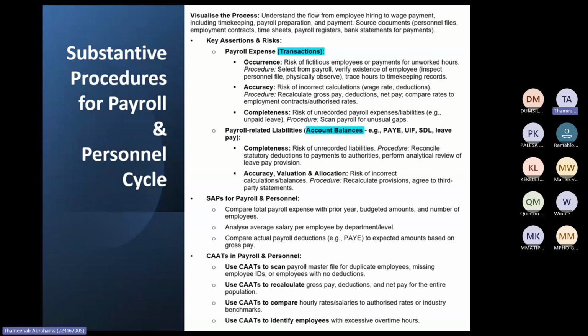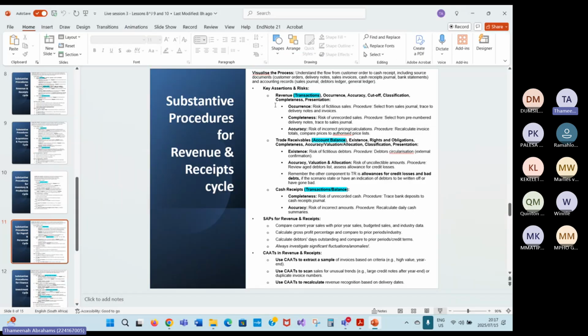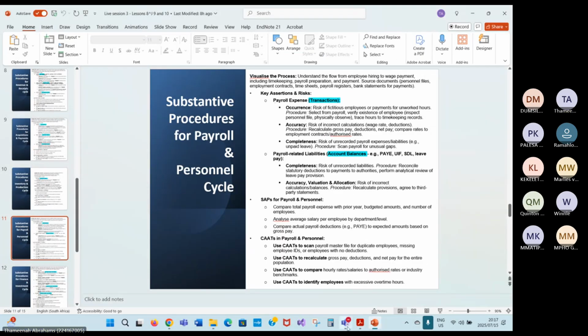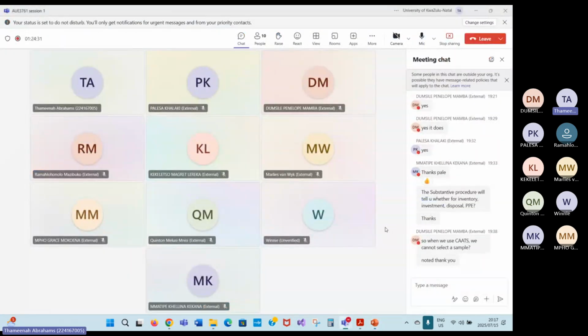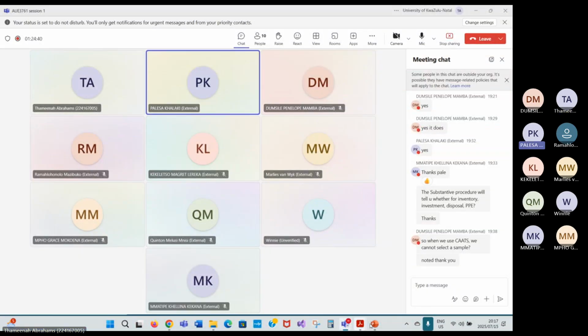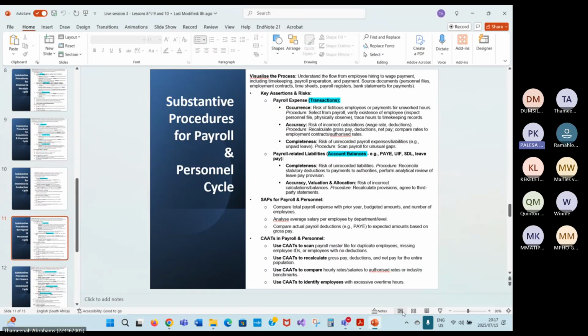Payroll and personnel system. So this cycle is about, what's the time? We're over. Can we still continue, guys? Or do you want me to continue tomorrow? You want me to continue? Is everyone there? Yes, you can continue. I don't know what the others are saying, but yeah.